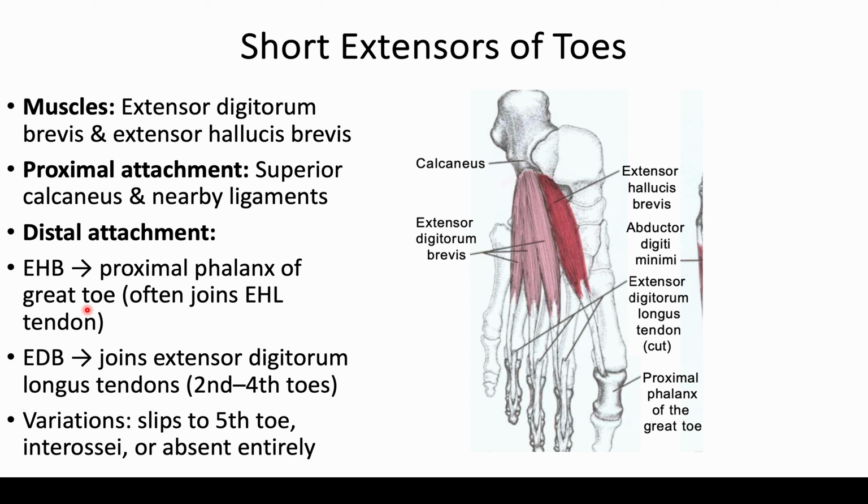Now let's look at the attachment points. This is your extensors of the toes. So we've got the extensor digitorum brevis and extensor hallucis brevis here. Their proximal attachments are the superior calcaneus and nearby ligaments. And for the distal attachment, the extensor hallucis brevis attaches to the proximal phalanx of the great toe. Right in there, it's responsible for that toe extension. Extensor digitorum brevis joins the extensor digitorum longus tendons to the second and fourth toes.